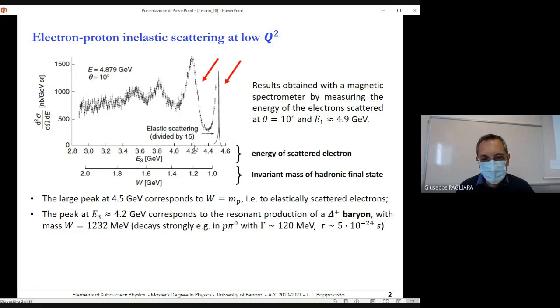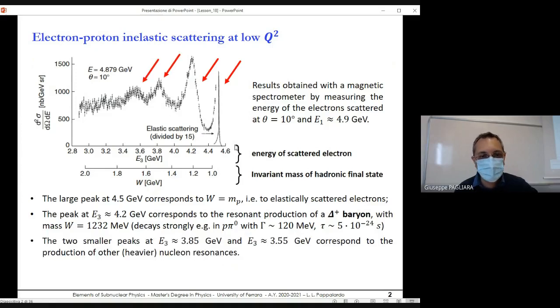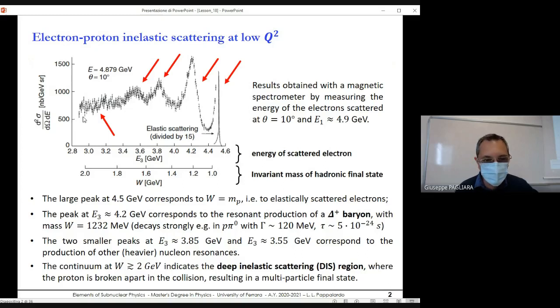Now, for lower energy electrons, we observe here a big peak, a huge resonance, which is the delta plus baryon that we already studied. It is a member of the isospin quadruplet in the baryonic decuplet, with a mass of 1,232 MeV. We studied already that it decays strongly into a proton and a pion with a decay time of the order of 10 to the minus 24 seconds. So this is a typical hadronic resonance. Then, moving to lower and lower energy, we observe other structures which correspond, at a certain energy of the electron, to the production of other, even heavier nucleon resonances. And then finally, when we move down to W greater than 2, in this region here, we reach a continuum. We don't excite any more resonance states, but we now reach the continuum, and this is the regime of deep inelastic scattering, as we will study better today.